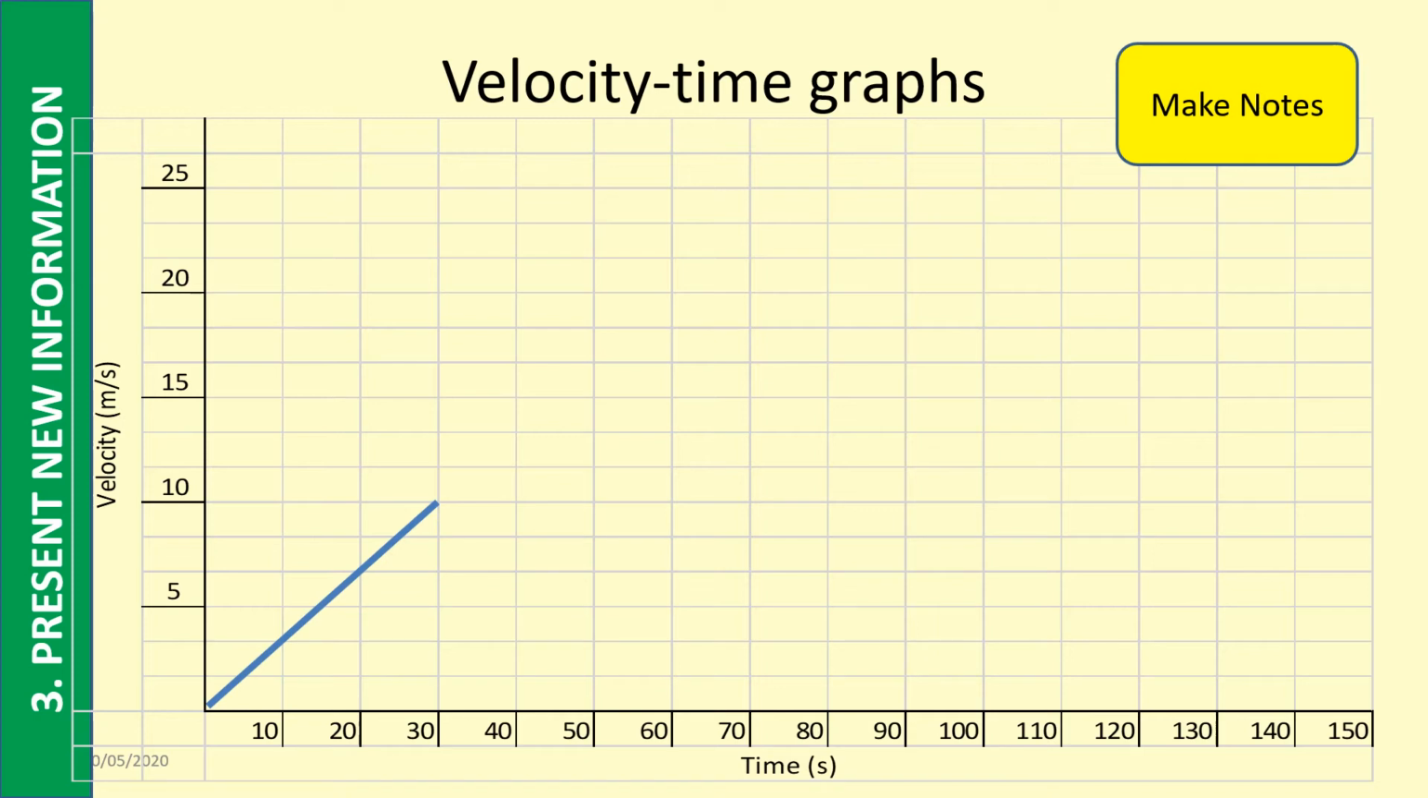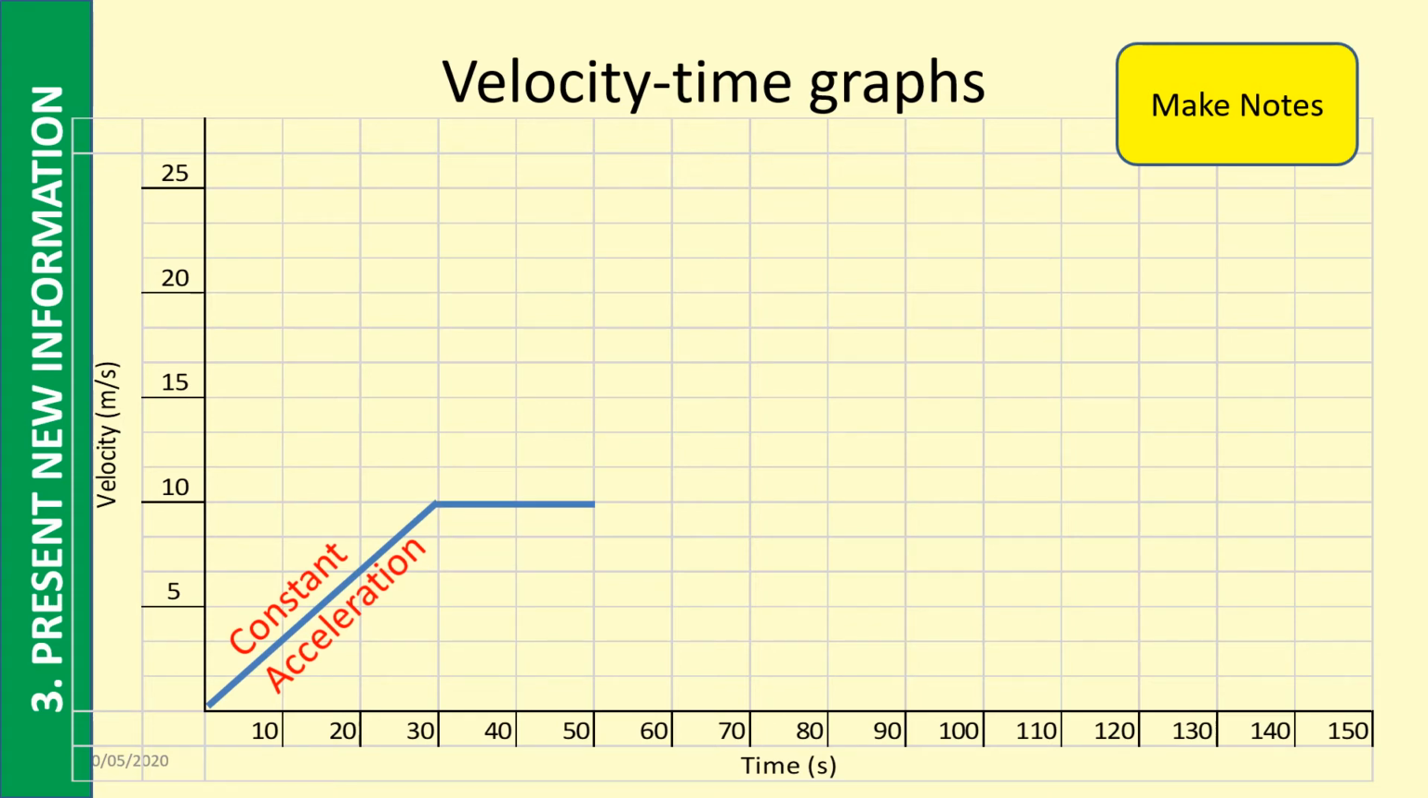Now, the first part of the journey shows this. Time is increasing along this axis, and velocity is increasing. Now, we know that if an object's velocity is increasing, we know that it is accelerating. The fact that it's a straight line tells us that the acceleration is constant or uniform.